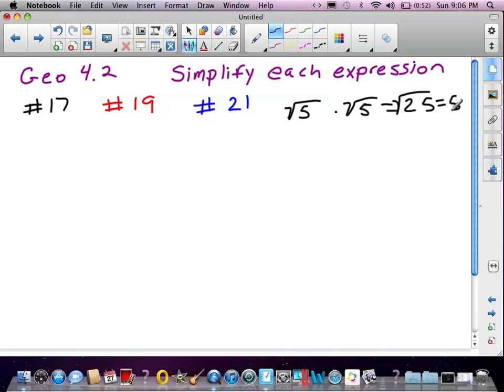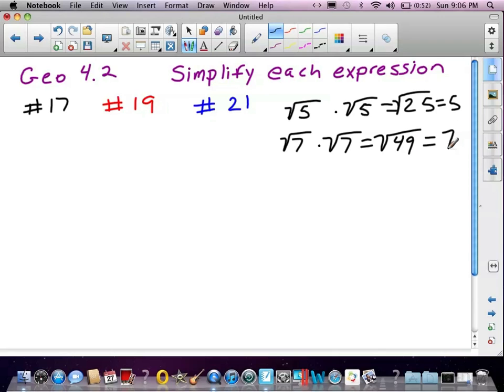Let's take a look at another one. Let's take a look at the square root of 7, right? The square root of 7 in itself cannot be simplified. But if I were to take that 7 and multiply it by another square root of 7, then I would end up with the square root of 49. The square root of 49 does have a perfect square, and that perfect square would be 7. Take a look at that for a moment.